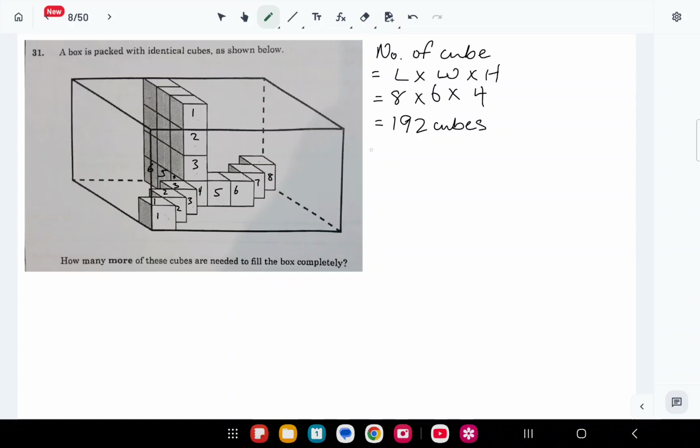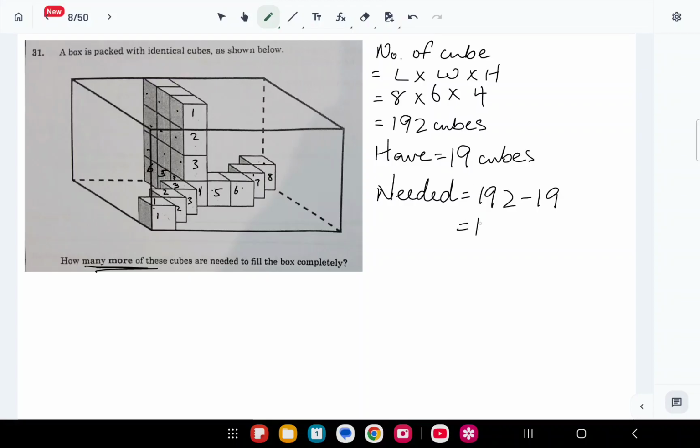Right now we need to calculate how many cubes we have. So we have 1, 2, 3, 4, 5, 6, 7, 8, 9, 10, 11, 12, 13, 14, 15, 16, 17, 18, 19. We have 19 cubes at present in this box. The question asks how many more cubes. Alright, so to calculate how much more is needed, we take the total, which is 192, take away the amount that it currently has, which is 19, and we'll end up with 173 cubes.